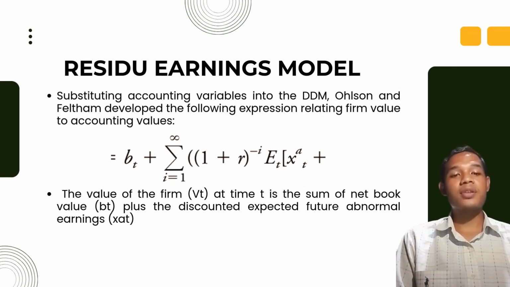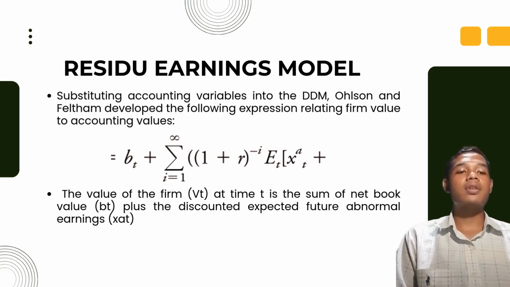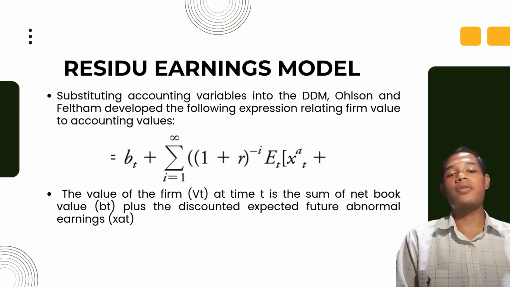Okay, the last is about the residual earning model. It substitutes accounting variables into the DDM. Ohlson and Feltham developed the following expression relating firm value to accounting value, and all friends can see in the picture. The value of the firm, Vt, at time t is the sum of the net book value, Bt, plus the discounted expected future abnormal earning.